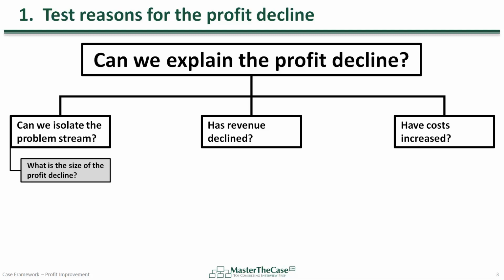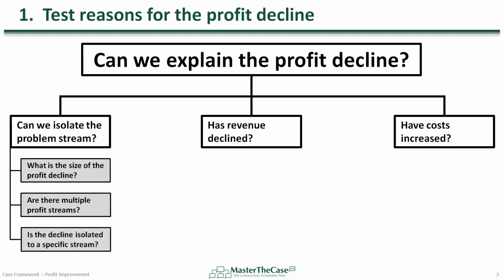2. Are there multiple profit streams? We must segment our total profit into distinct streams in order to explore deeper where the problem lies. And 3. Is the decline isolated to a specific stream? We must pinpoint the specific stream that caused the majority of the overall profit decline in order to prioritize it for further analysis.